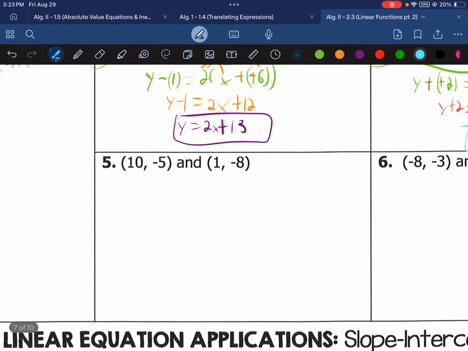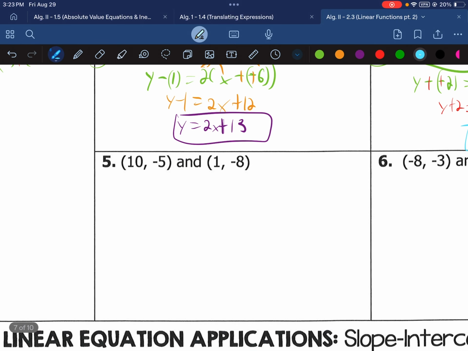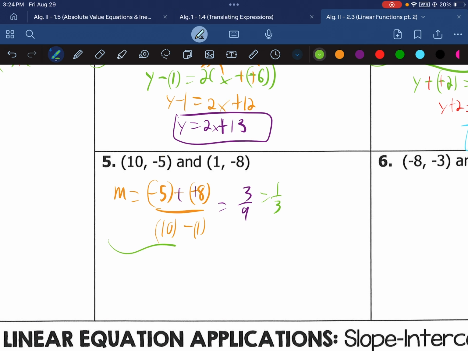Moving on to number 5 here. I've got these 2 points I'm going to find the slope of. The bigger number of the y's is negative 5, so I like to pick that first, minus a negative 8, over the same x value from that comes from the same point as a y value. So 10, since I picked negative 5 first, minus 1. This results in, as we add, 3 over 9, which reduces to 1 over 3.